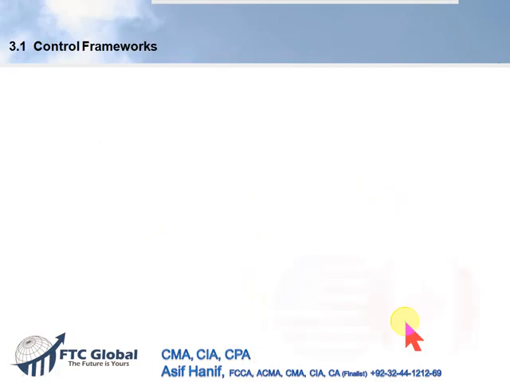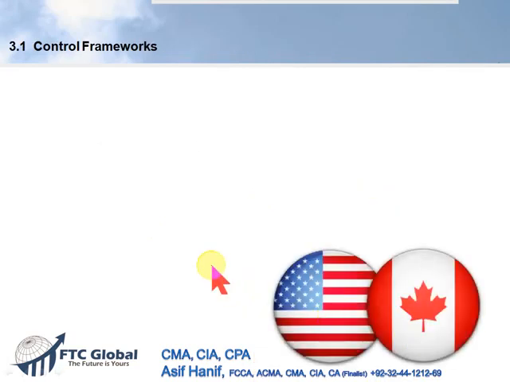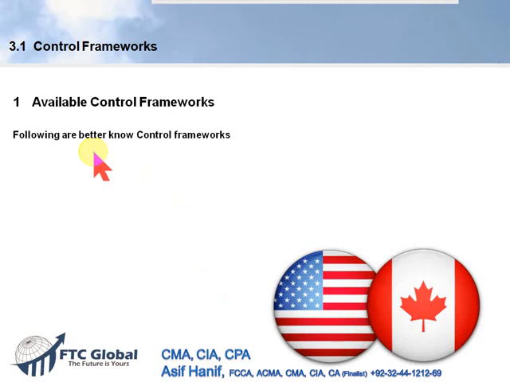Moving on, the first subunit, available control frameworks. There are many control frameworks, so we have just been given a brief outline. Remember, these control frameworks are extensive, detailed. We just need to extract the basics and be able to apply them on the questions. As I'm telling you repeatedly, the application of knowledge is the core of CIA. The focus must be on the questions, getting the basic information from the text.